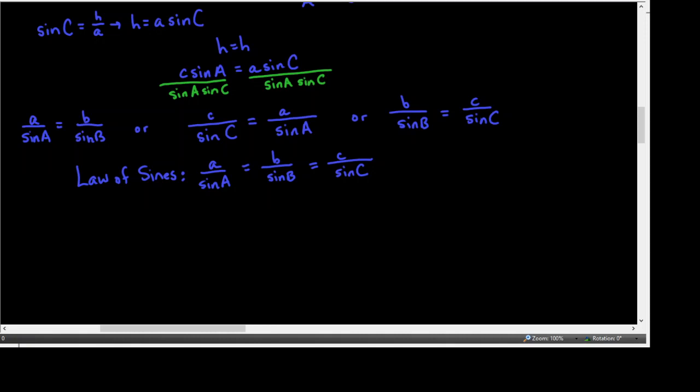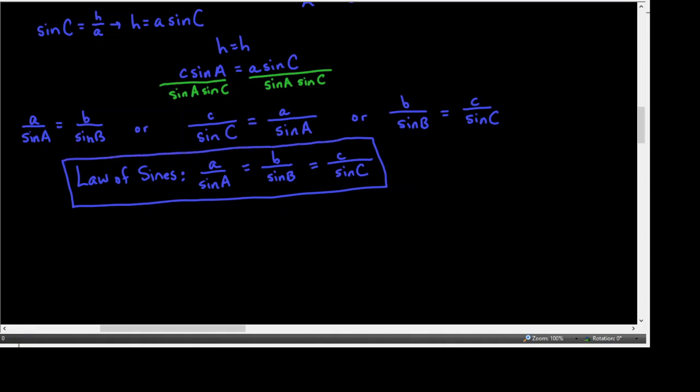And what that abbreviated form means is take any two and set them equal to each other, and that equation will be valid. So those three equations I have up above it are all valid. Okay, so that's the law of sines.